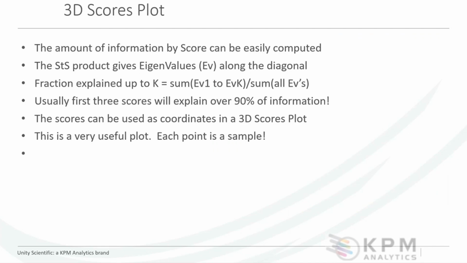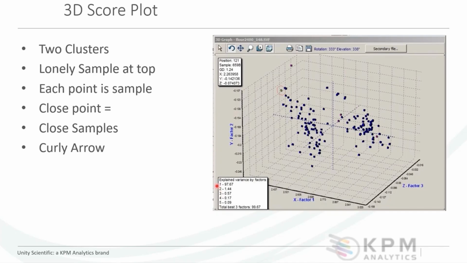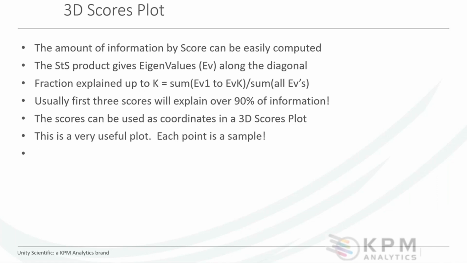So 3D scores plot, the amount of information for each sample, or each sample score, can be easily computed and plotted. The fraction of the variance that's explained can be calculated. If we look here at the first principal component, or the first factor, almost 98% of the variance in this case is being explained. The second one is 1.4. So you can see that for the first 3 factors, we're explaining, in this case, 99% of the variance. So it's extremely efficient at identifying the variability within our sample set.